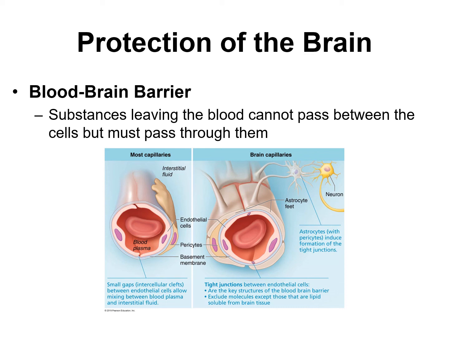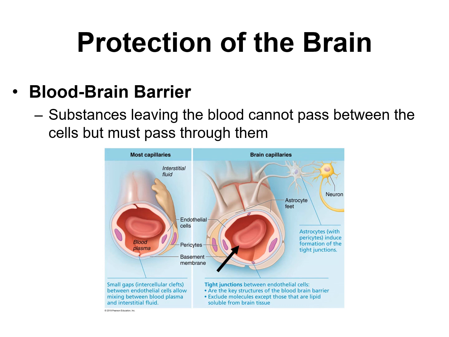Let's contrast capillaries of the blood-brain barrier. So first of all, there are tight junctions between adjacent cells, so nothing can cross between. Substances can only enter and exit the capillaries of the brain by entering on one side of these cells and exiting on the other. This excludes most molecules except those that are lipid soluble from entering the brain.